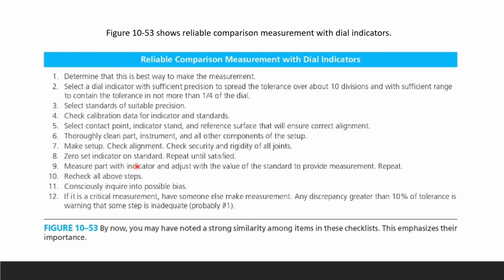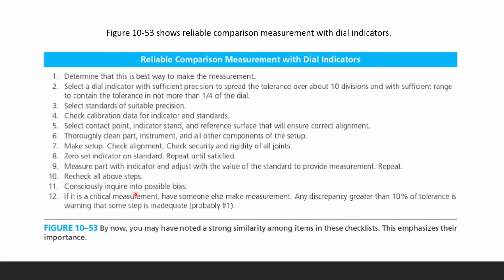Zero set the indicator on the standard. Repeat until satisfied, to make sure accuracy is there. Then measure the part with the indicator and adjust with the value of the standard to provide the measurement. And then you do it again, repeat. Recheck all the above steps from 1 all the way to 9.